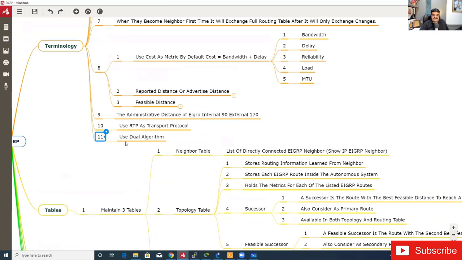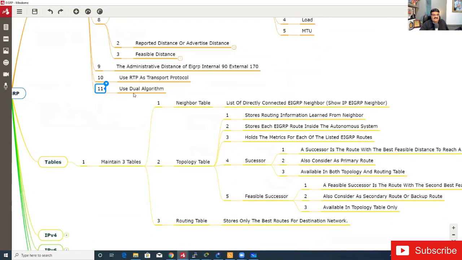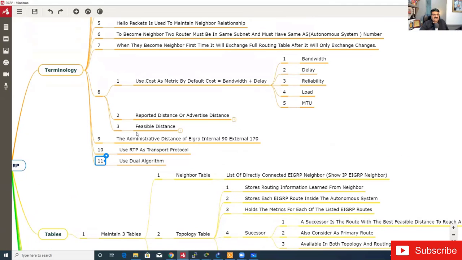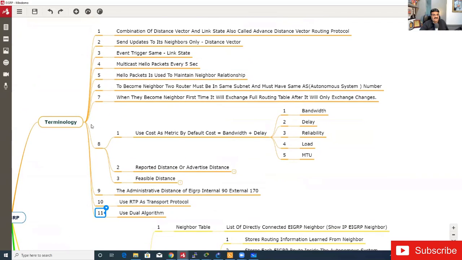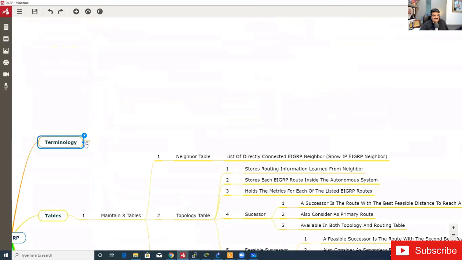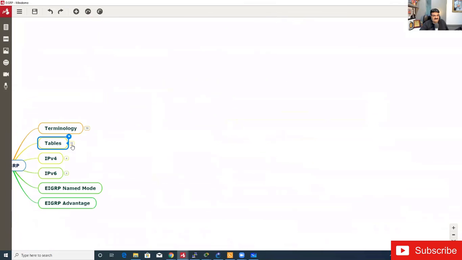Done. So this is the DUAL algorithm, I already talked about this. Thank you, Mark. Clear, and wow, thank you. So I already talked about this: EIGRP uses the DUAL algorithm, right? So the algorithm of EIGRP is considered DUAL. Okay, so this is done now. Now I'm going to close this particular topic also.